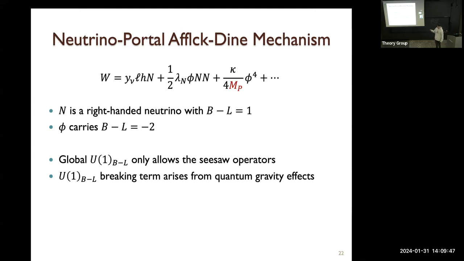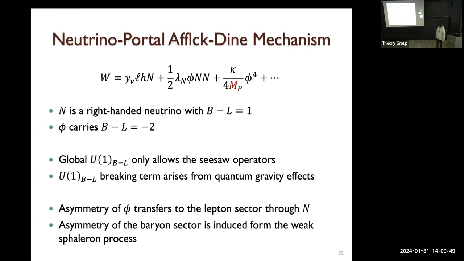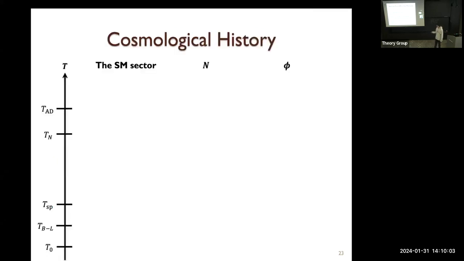That the other term doesn't change the physics. Okay, then the asymmetry of phi transfers to the lepton sector through this right-handed neutrino because they have direct coupling after thermalization. And the asymmetry of the baryon sector is induced from the weak spallation process. Okay, let me summarize the cosmological history of this model.